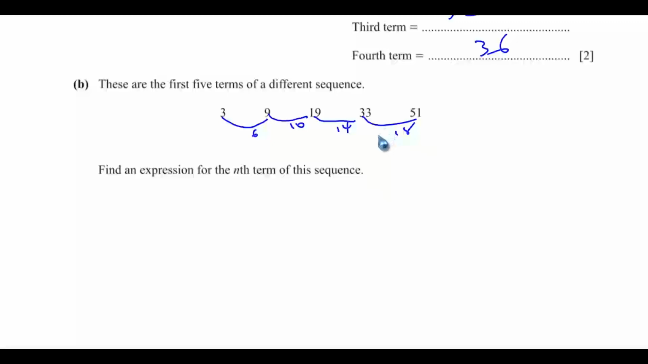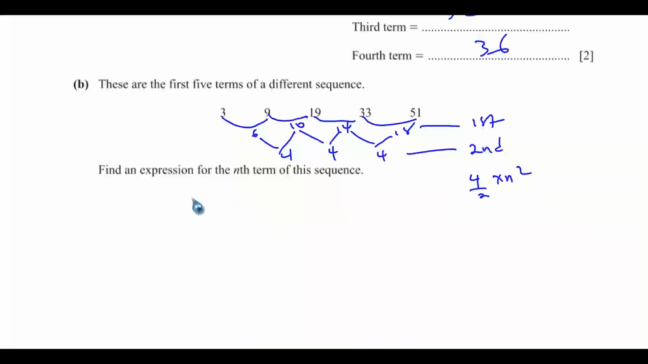So from here now, you see that at the first difference, we didn't get a common difference. So let's do the second difference. This and this, it will give you 4. This and this, it will give you 4. This and this, it will give you 4. At the second difference, we have a common difference. That means the sequence is a quadratic sequence. And anytime you have a quadratic sequence, you always divide the common difference by 2. So in this case, 4 divided by 2, then multiply by n squared.